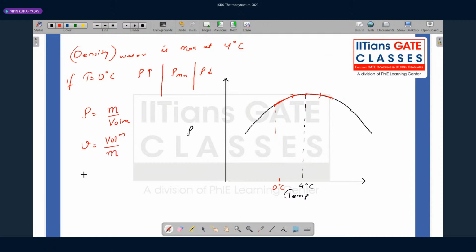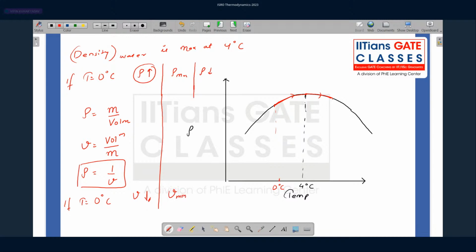So basically, density is equal to 1 upon specific volume. They are inversely proportional. So if the temperature is 0 degrees Celsius, then what will happen with specific volume? Density is increasing, that means specific volume will decrease. Then it will become minimum, and then specific volume will increase. Okay, so decrease and then increase.